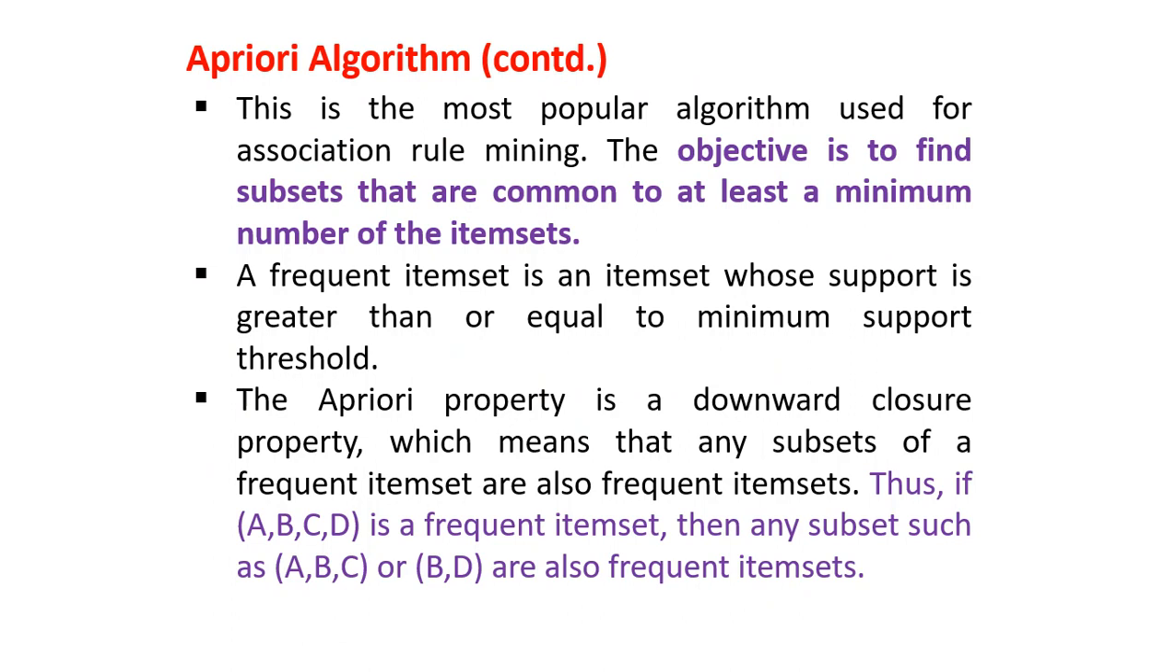The Apriori algorithm is the most popular algorithm used for association rule mining. The main objective is to find the subsets that are common to at least a minimum number of the item sets. A frequent item set is an item set whose support is greater than or equal to the minimum support threshold. This Apriori property is the downward closure property, which means that any subset of a frequent item set is also a frequent item set. So if A, B, C, D is a frequent item set, then any subset such as A, B, C, or B, D are also frequent item sets.